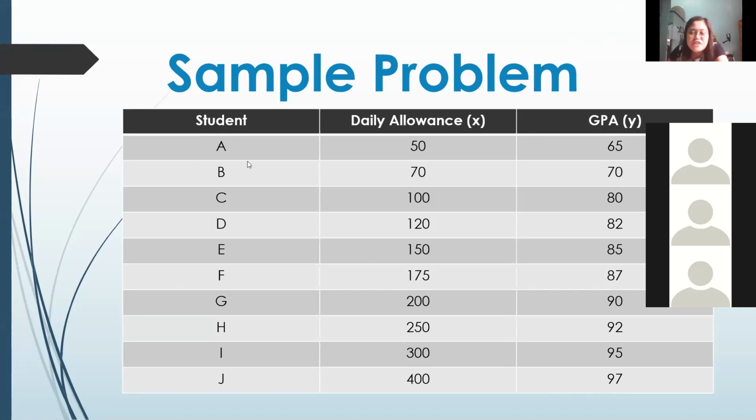For example, kani, ang first student, ang iyahang allowance, 50 kada adlaw. Tapos ang iyahang GPA, 65. Say GPA, add mo hang tanang grades and then divide sa number of subjects. Okay. So, ilaka students ni 1, 2, 3, 4, 5, 6, 7, 8, 9, 10. Sampo ka estudyante. Let's see if naa ba siya relationship. Sulat nato atong formula sa screen.